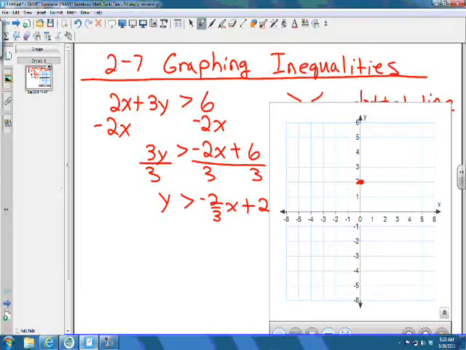3, 0 on there, yeah. And we have our 2 points. And that's really all you need, 2 points. They have to make a straight line. What do we have to do, though, before we draw this line?